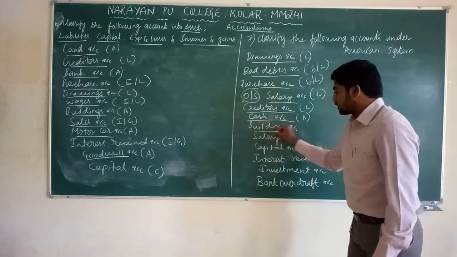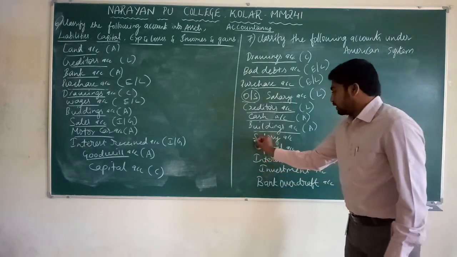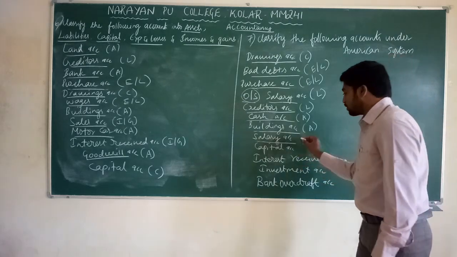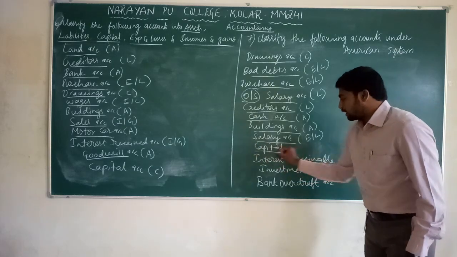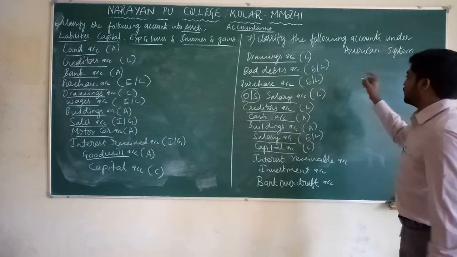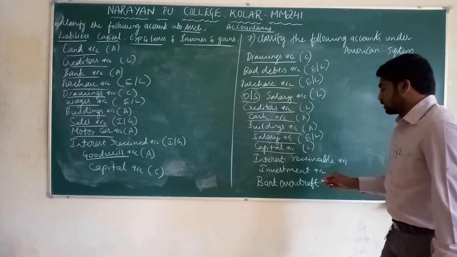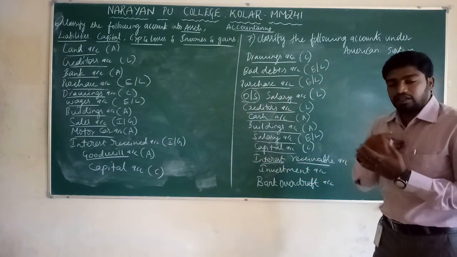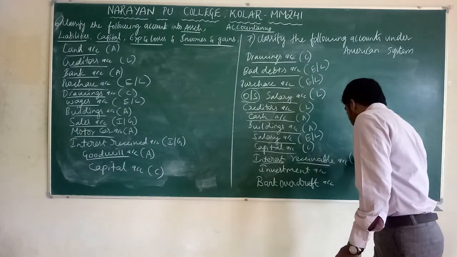Next, buildings account comes under assets. Next, salary, we are paying salary. If we pay salary, that is big expenses to the organization, comes under expenses and losses account. Capital account comes under capital heading. In capital heading, only two items come. Which are those? Capital and drawings. Next, interest received. If we receive any interest, that is income to the organization, comes under income and gains.